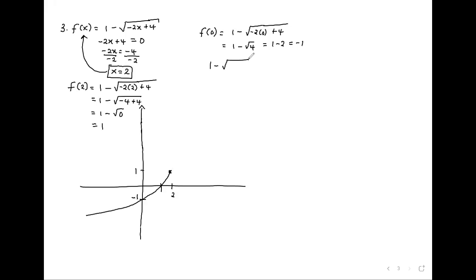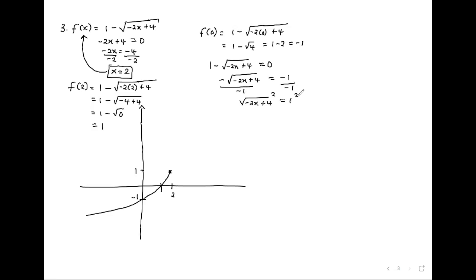You get the whole function plus 4 and equate it to 0, because f is 0 on the x-axis. So take this number the other side, or let's do what we are used to do. We take 1 the other side, so we have negative root of negative 2x plus 4 is equal to negative 1. Divide by negative 1, divide by negative 1. So you have root of negative 2x plus 4 is equal to 1.